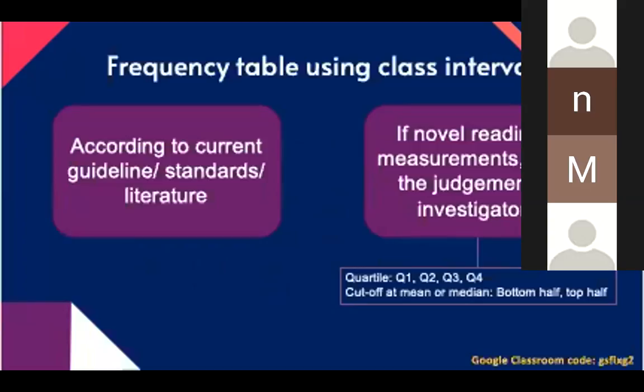For example, use quartiles to get 4 groups. So basically, from your data distribution, you calculate the quartiles, and for example, you use SPSS, and it will give you Q1, Q2, Q3, and Q4. Then you can use this as your class interval. And second example, probably you want to have just 2 groups. So probably you can make a cutoff at the mean or median. So you can have a bottom half and top half group. So these are the ways for you to get the class intervals.